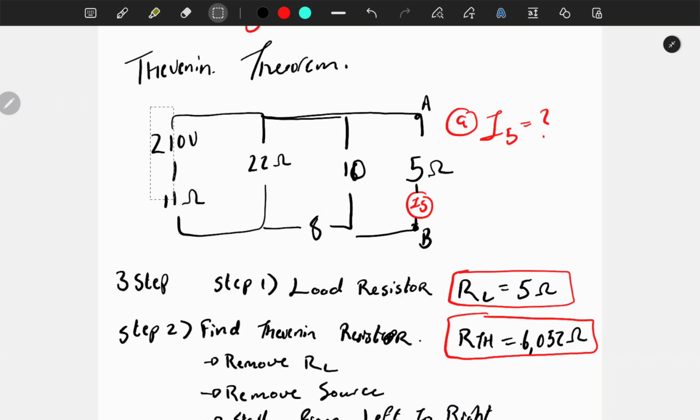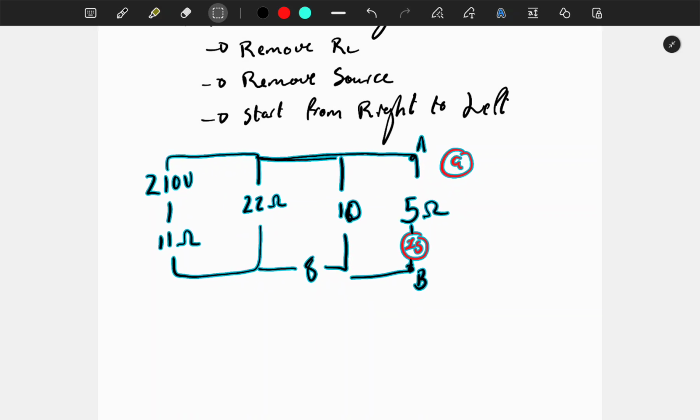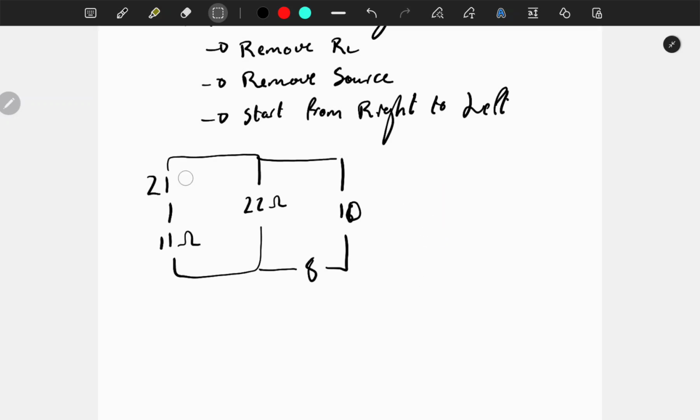So let's copy this one here, copy again. So now you're going to remove the source, the load resistor I mean, and you're going to remove the source, and this is what you'll be left with, right? So you can redraw this if you like. So now we're going to redraw this. So the rule says, okay, remove the load resistor, remove the source. Now start from right to left. So we're going to start from right, going to the left, okay.